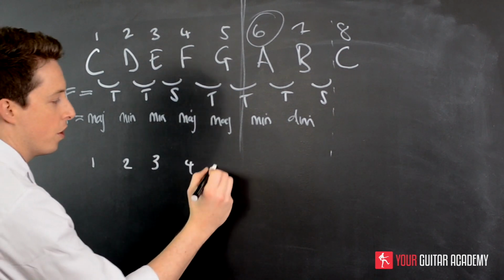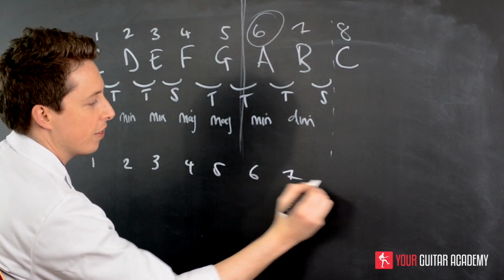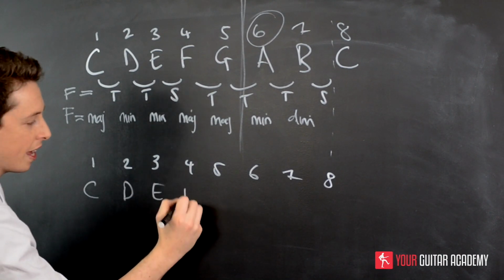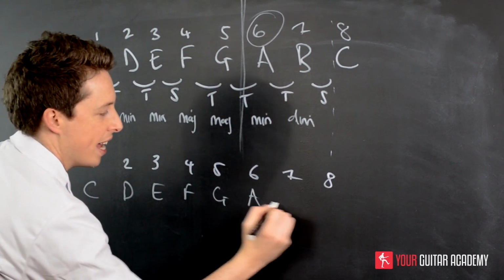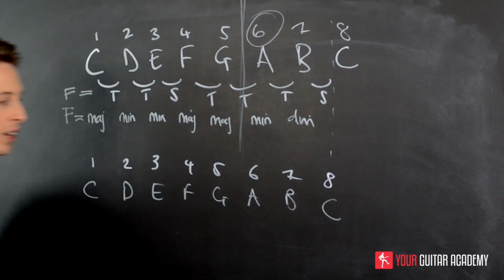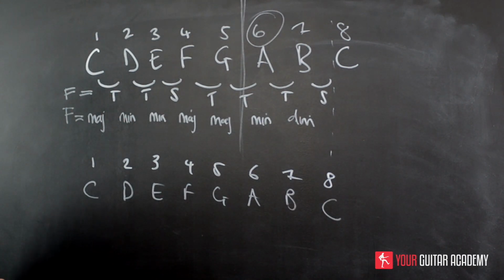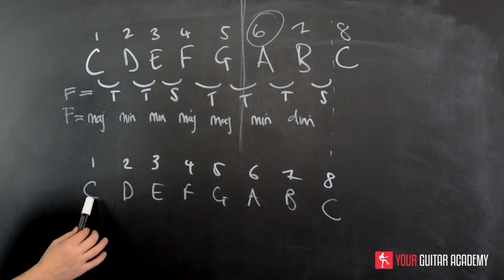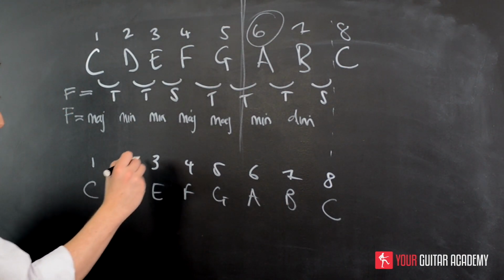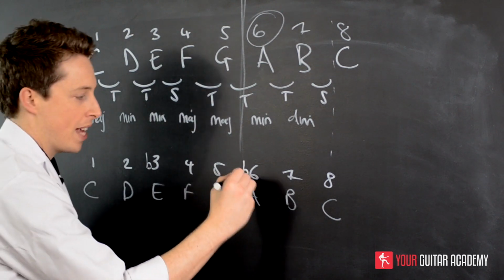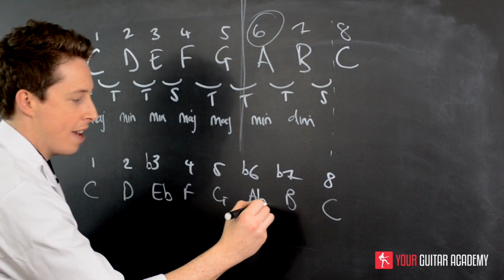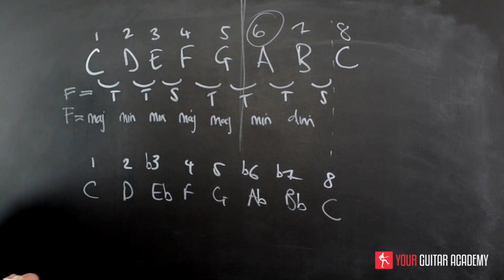3, 4, 5, 6, 7, 8, okay? And we'll come back here, C, D, E, F, G, A, B, C, okay? Now, if we want to do this as a minor scale, a C minor scale, we have to do the flattened third, flattened 6th, and flattened 7th. And then if I do that, I get E flat, A flat, and B flat, okay?